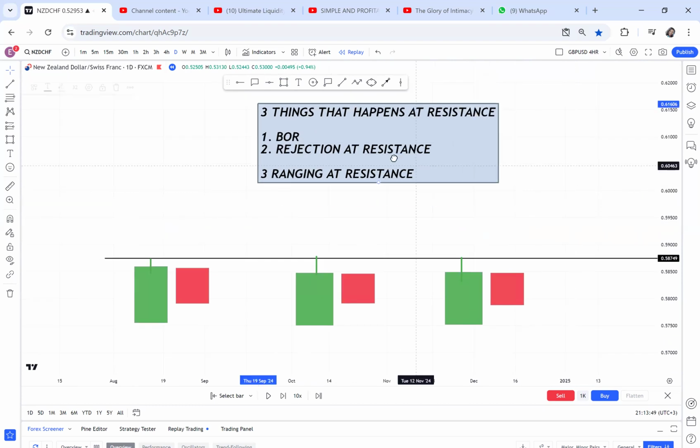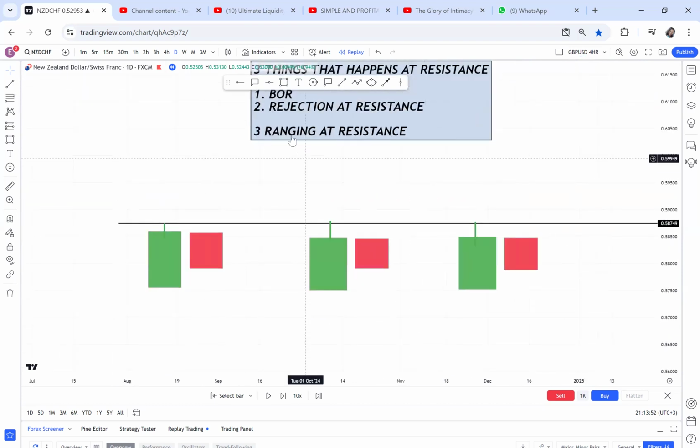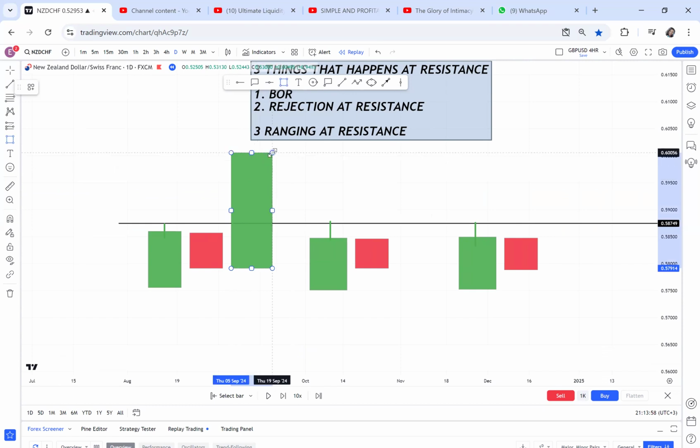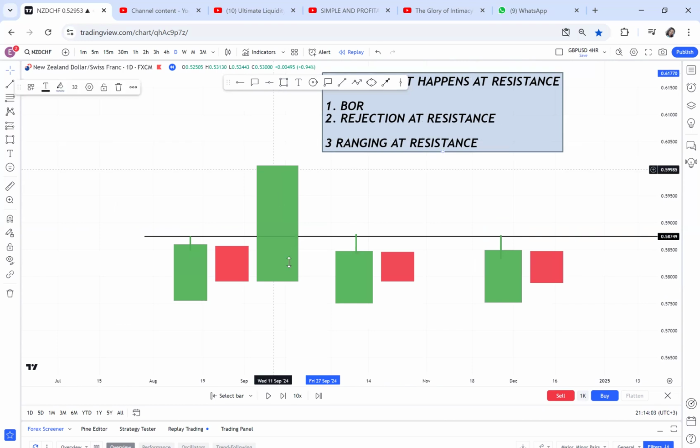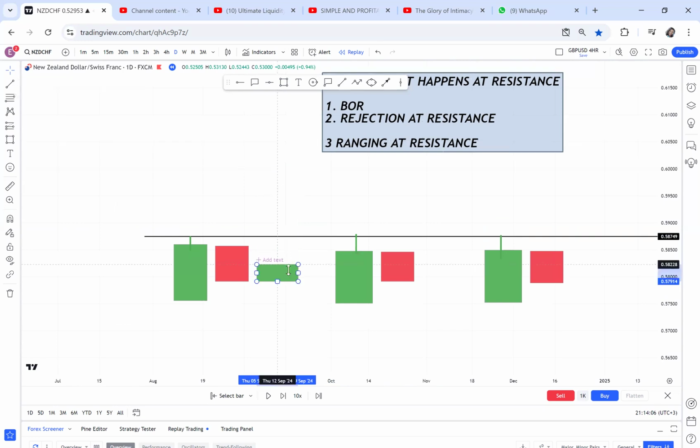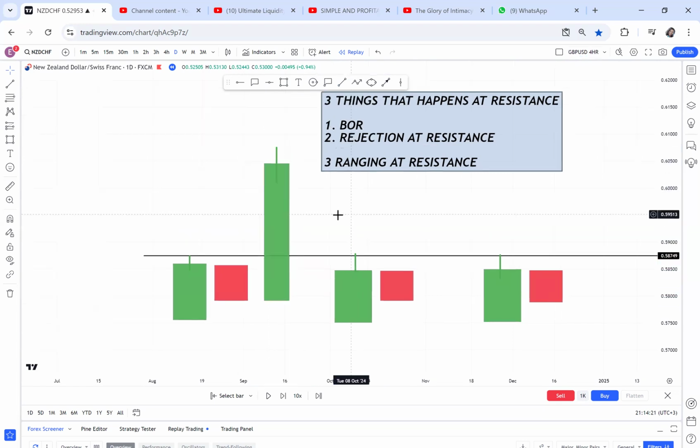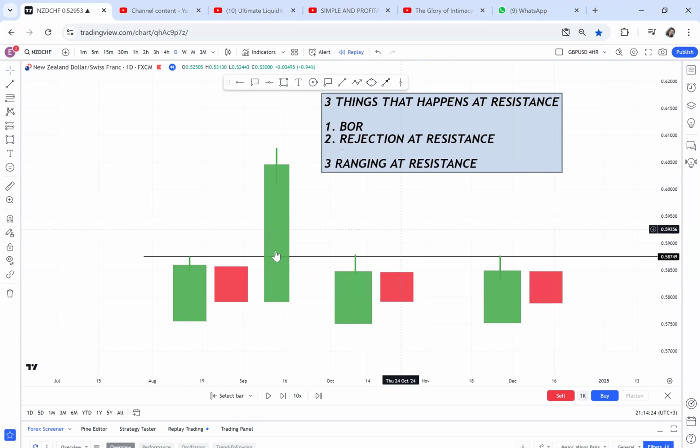Scenario one, break of resistance, means buyers come back up and they break with the body. There's a difference between the market breaking with the body and having a wick. If I say breaking, I mean break with the body. So this is how the market breaks. This is what we mean by a resistance break.